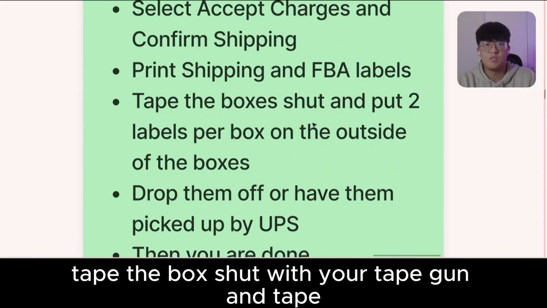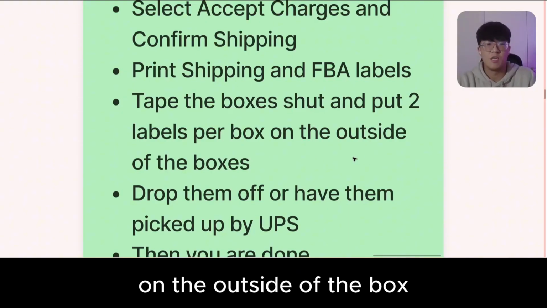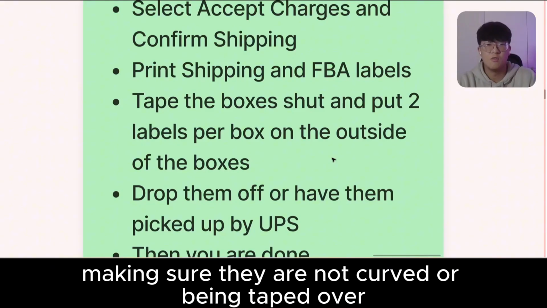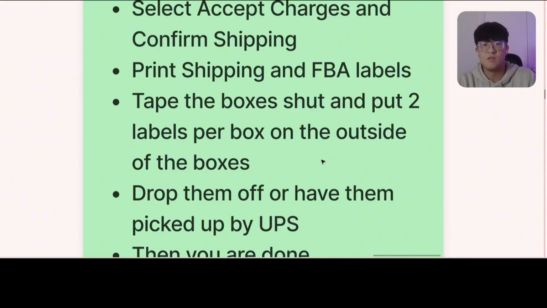Take the box shut with your tape gun and tape, and you will put the two labels on each box, on the outside of the box, making sure they're not curved or being taped over. Make sure the labels are scannable by the receiving fulfillment center.